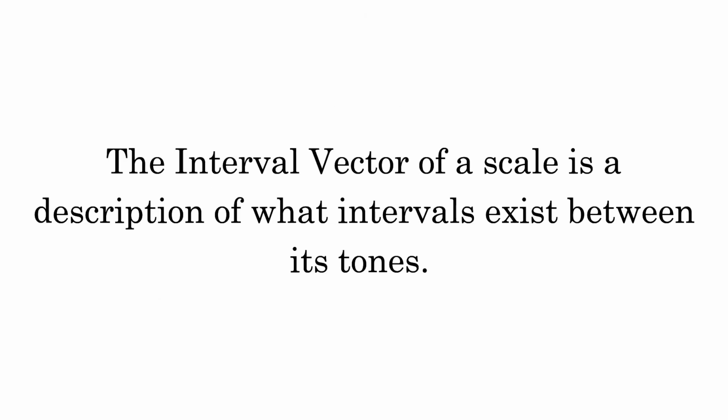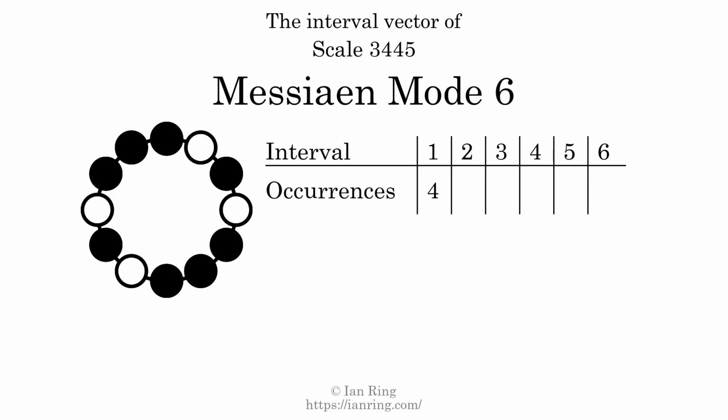The interval vector of a scale is a description of what intervals exist between its tones. There are 4 intervals with the size of 1 semitone. They are here, here, here, and here. There are 6 intervals with the size of 2 semitones. They are here, here, here, here, here, and here. There are 4 intervals with the size of 3 semitones. They are here, here, here, and here.